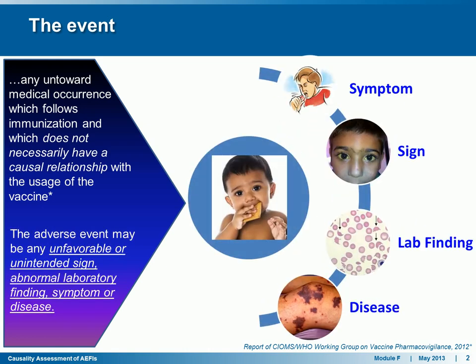Therefore, if we take the example of this healthy child, after immunization it could develop a symptom like cough, or a sign like icterus, or a lab finding like thrombocytopenia, or a disease like purpura, and we may have to think about an adverse event after immunization.